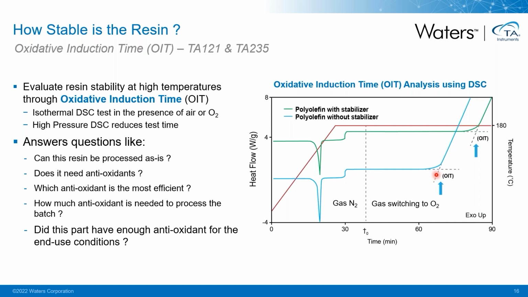And if it's not, then we might need to add stabilizers to the material in order to make that OIT time longer. So this kind of testing gives us answers to questions like, can the resin be processed as it is, or does it need antioxidants? Which antioxidant is the most efficient? How much antioxidant is needed to process the batch? Also, OIT testing can give us some information about the end-use conditions and if the part has enough antioxidant for the final end use.